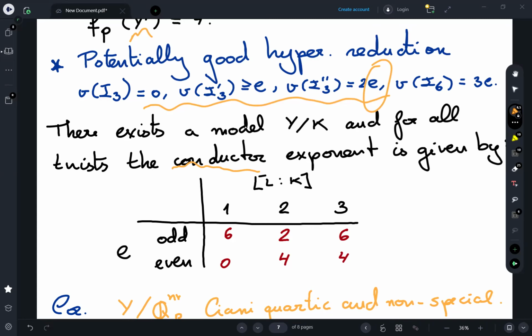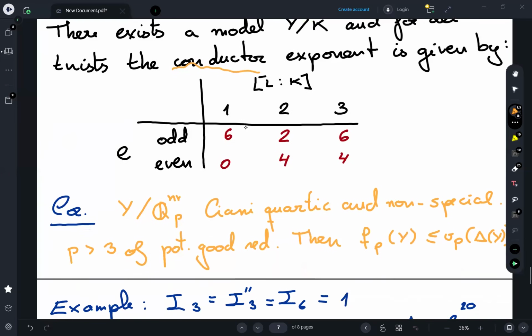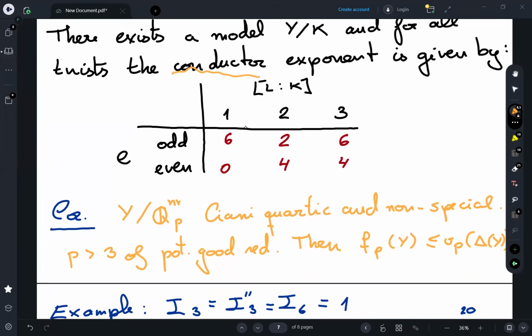And as a corollary of this result, we get an inequality in the direction of the Ogg formula. We prove that, under all these conditions, the conductor is indeed bounded by the evaluation of the discriminant of the plane quartic, which goes, as I said, in the direction of one day being able to produce this list of Ciani quartics ordered by conductor.